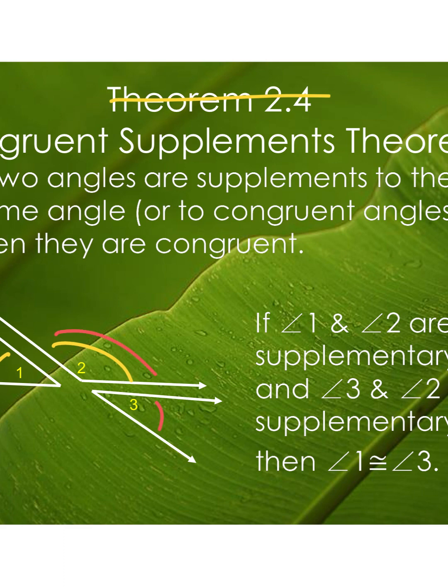3 and 2 are supplementary. If you guys notice, angle 2 is the same angle and a supplementary angle, it's always equal to 180. So because it's always equal to 180, when we subtract whatever angle 2 is from 180, we're going to get angle 1 and angle 3. That's why both angles are supplementary, and that's why angle 1 and angle 3 are congruent.